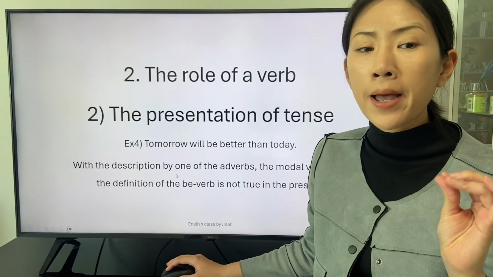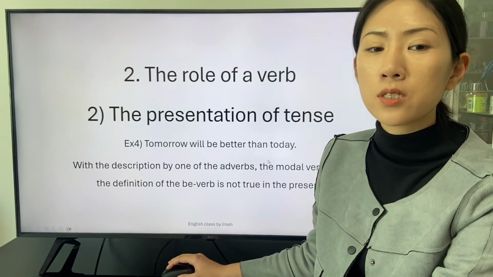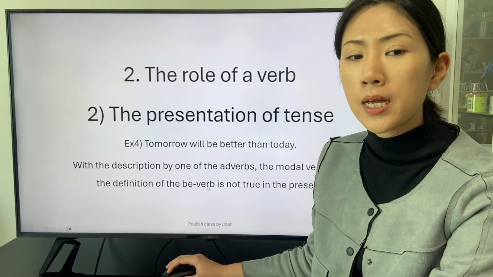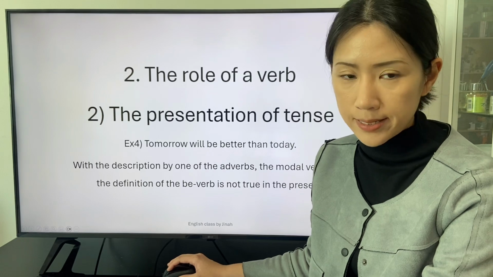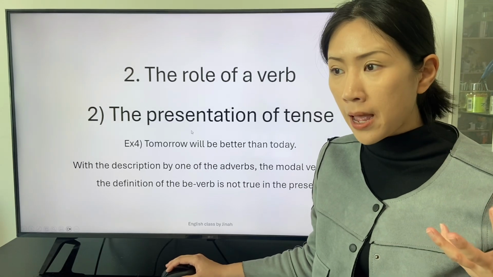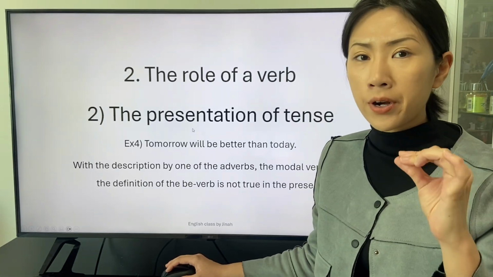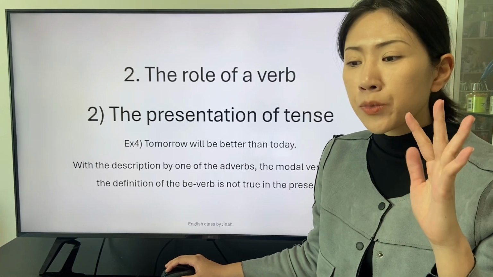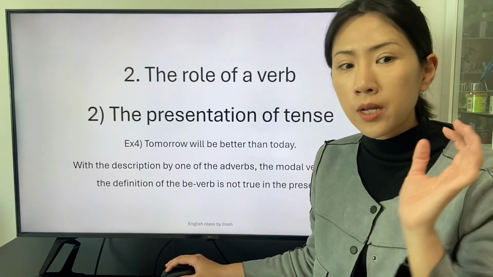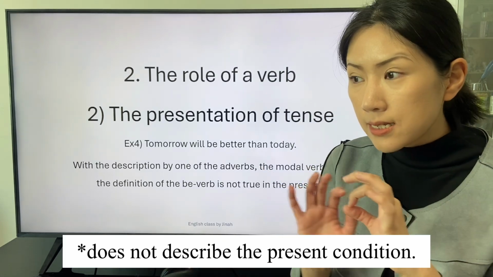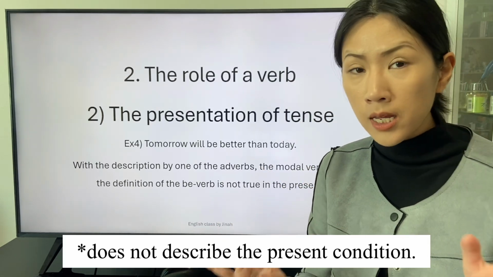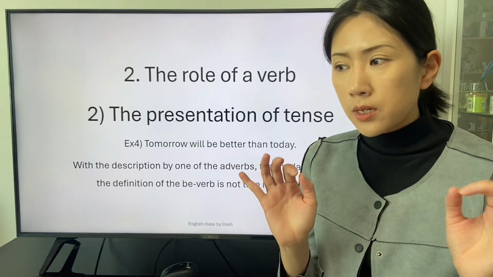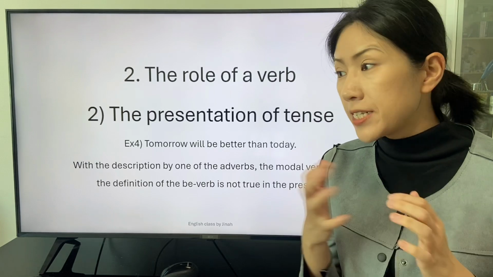With the description by one of the adverbs, the modal verb will, the definition of the be-verb is not true in the present. The description by the modal verb reveals that the definition of the verb is not true in the present, which is the fact that the modal verb describes the definition of the verb.